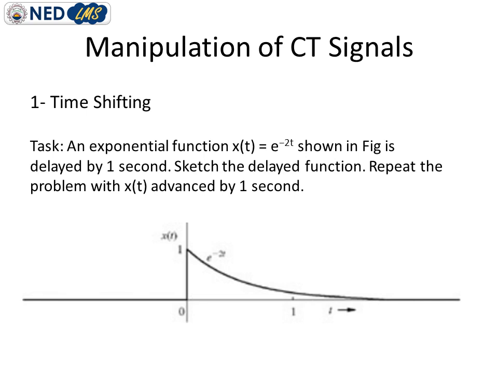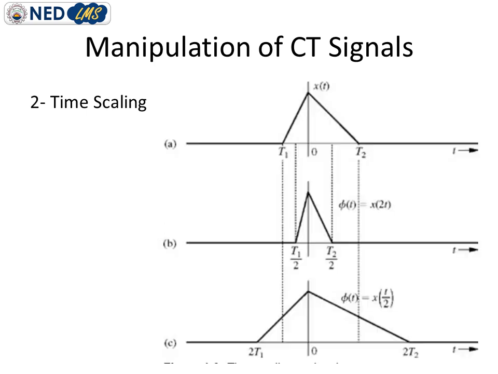So now moving towards the next topic, which is time scaling. The compression or expansion of a signal in time is known as time scaling. Suppose you have a signal x of t as shown in figure A, and another signal phi of t, which is the compressed version of x of t, and it is compressed by a factor of 2.